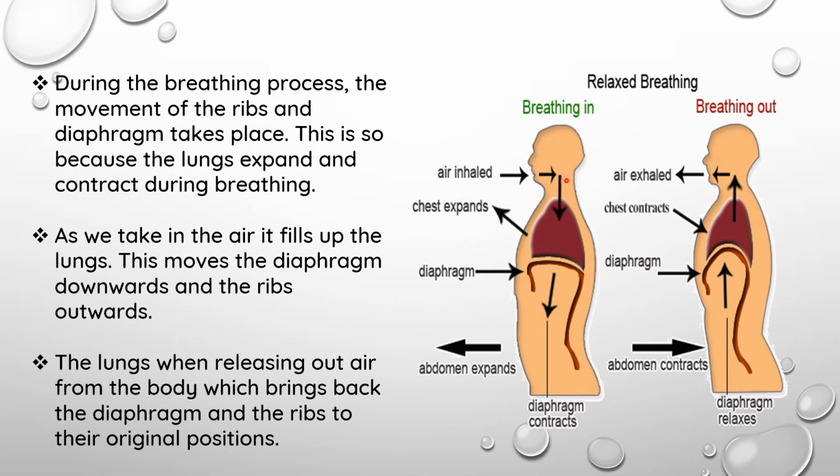When air is inhaled, the chest expands. So when you take in air, your chest expands, the diaphragm contracts, and your stomach or abdomen also expands. And at breathing out time, the chest contracts, the diaphragm relaxes, and the abdomen also contracts. So just see this figure, breathe in and breathe out, and feel your ribs and stomach, how they expand and how they contract. You can feel it. Okay.